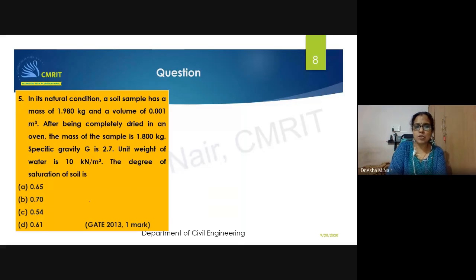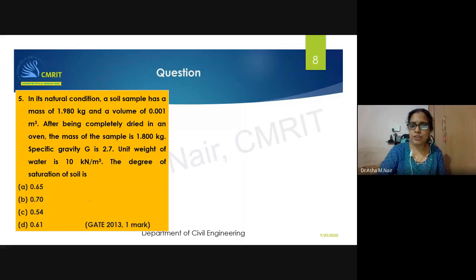So how do we go with this question? You are given that the soil has a mass of 1.980 kg and its volume is 0.001 meter cube. So what can you find out from this? You are given the mass and the volume, so you can easily find out the density, which is nothing but 1.980 divided by 0.001 meter cube. You also know that the mass of the sample when it is dried in the oven is 1.8 kg.